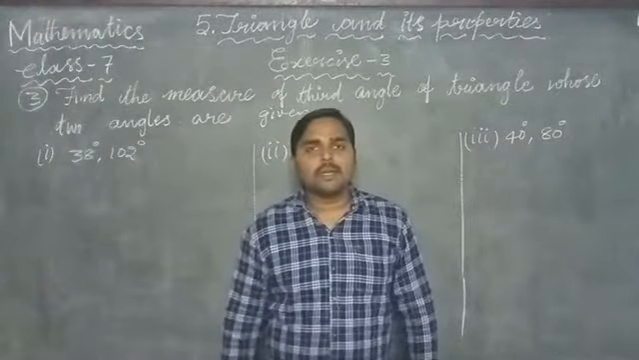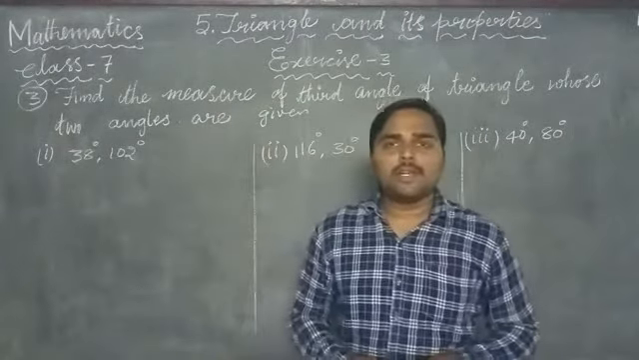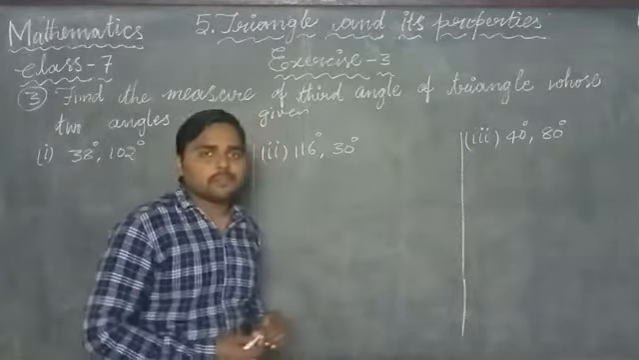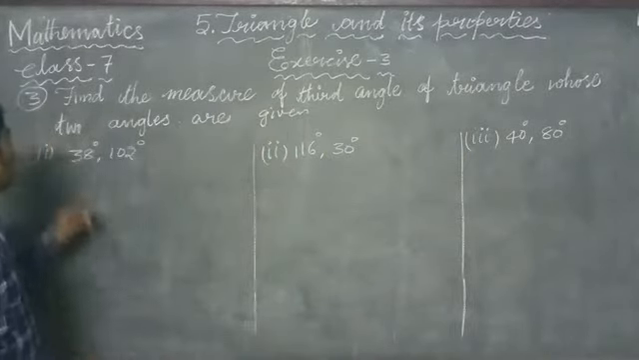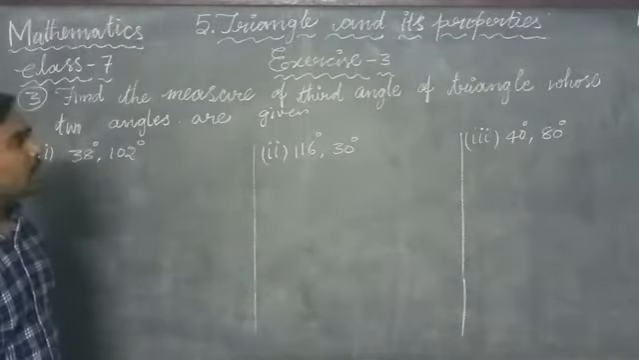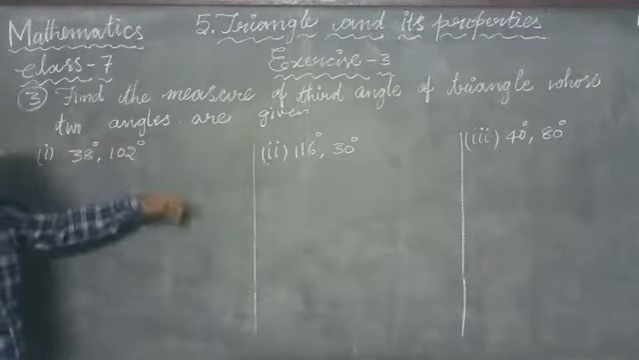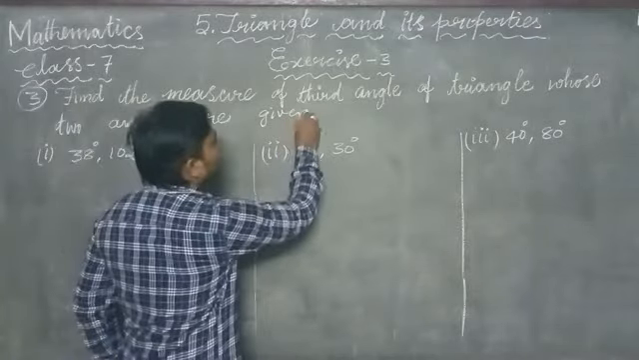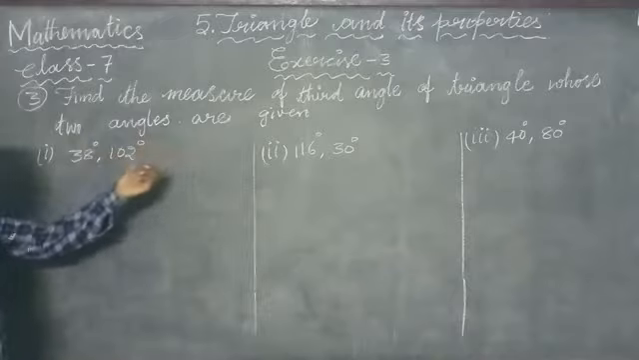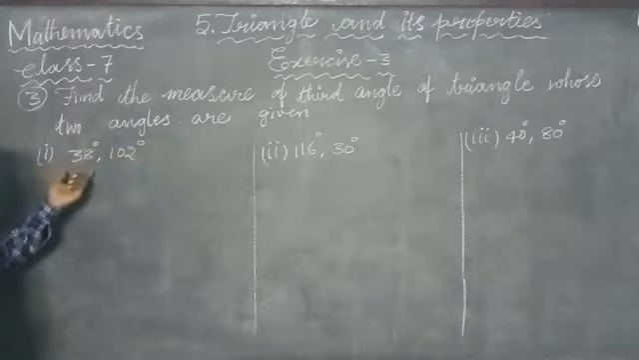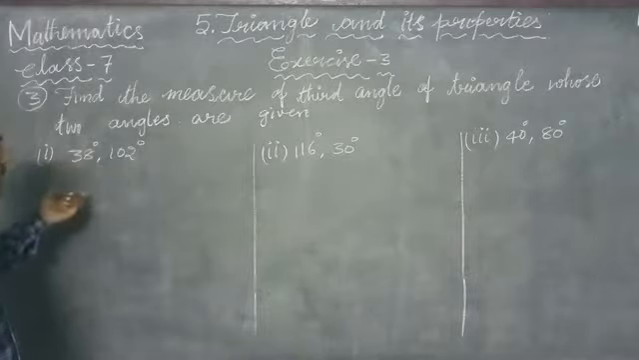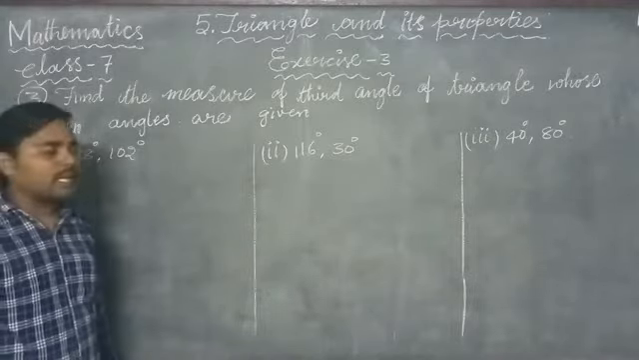Good morning children. Today in this class I am going to do the problems in exercise 3. The third problem is: find the measure of the third angle of a triangle whose two angles are given. Here they have given three problems. Among these they have given only two angles of the triangle, and we have to find the third angle.